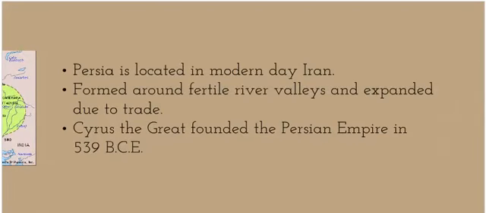So Persia was located in modern-day Iran. It formed around fertile river valleys and expanded due to trade. So not only did they have fertile river valleys good for agriculture, but they were also able to expand because of trade. So they had pretty much the best of both worlds and became very successful because of it. Cyrus the Great founded the Persian Empire in 539 BCE, or before the Common Era.